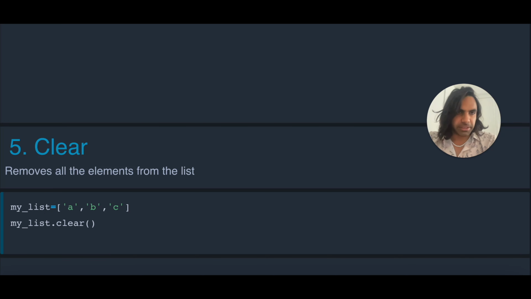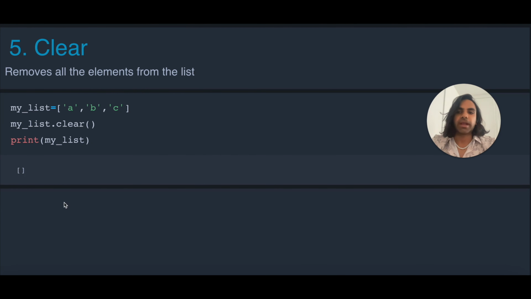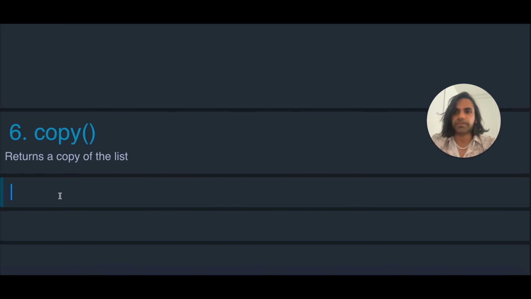Now let's print this out and see what happens. I'm just going to say print my list. I forgot to add the parentheses. So this is how it's going to be. Cool. So an empty list has been returned. We have removed all the elements of the list. Cool. Now let's move to another method.